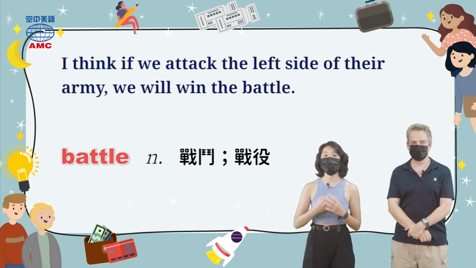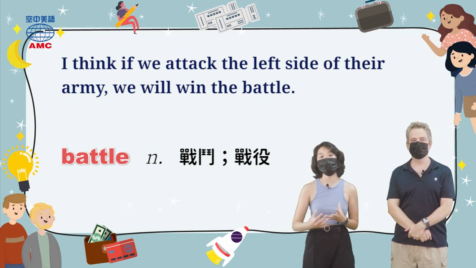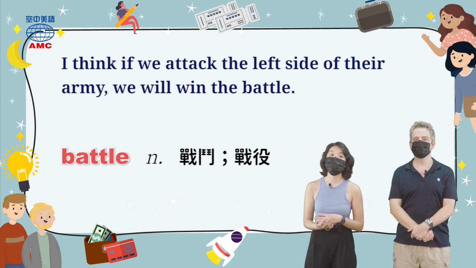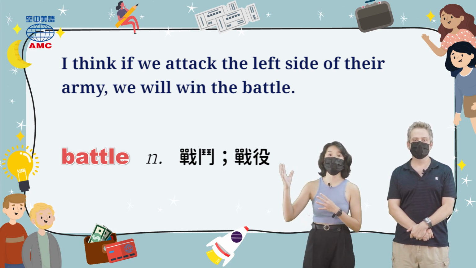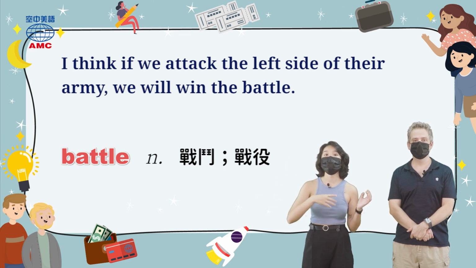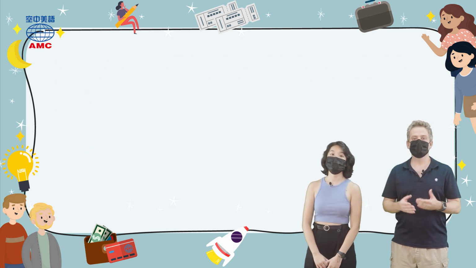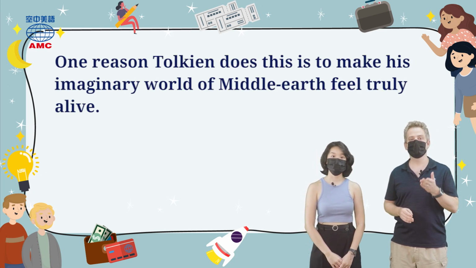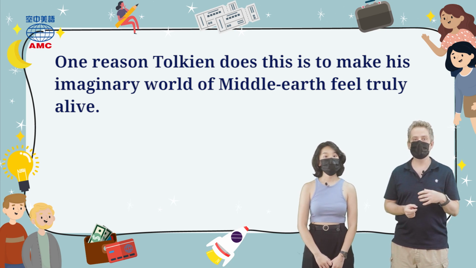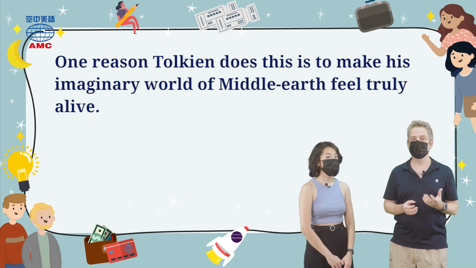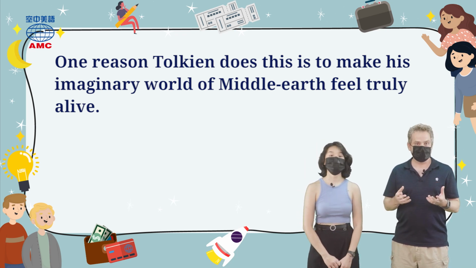那 battle 在这里是名词，但是它同时也可以当作动词，指的就是战斗或者是作战。所以课文这里的例子呢，就是说《魔戒》的作者他用了很多的拟人法，像是把山形容成会走动的军队，或者是暴风雨的互相作战。 So why is he doing this? Of course, it's making it interesting and creative, but as the article says, one reason Tolkien does this is to make his imaginary world of Middle-earth feel truly alive. So it's not real. It's not real, it's imaginary.